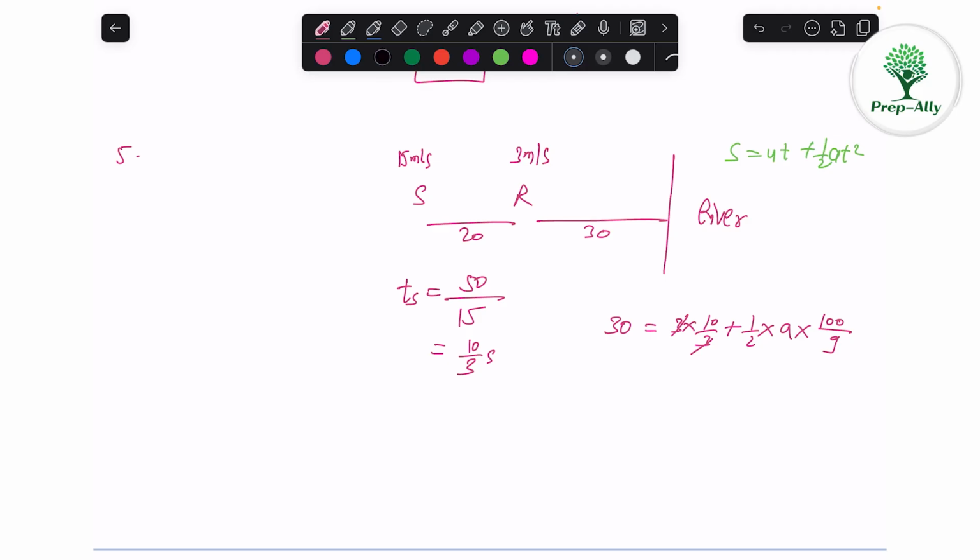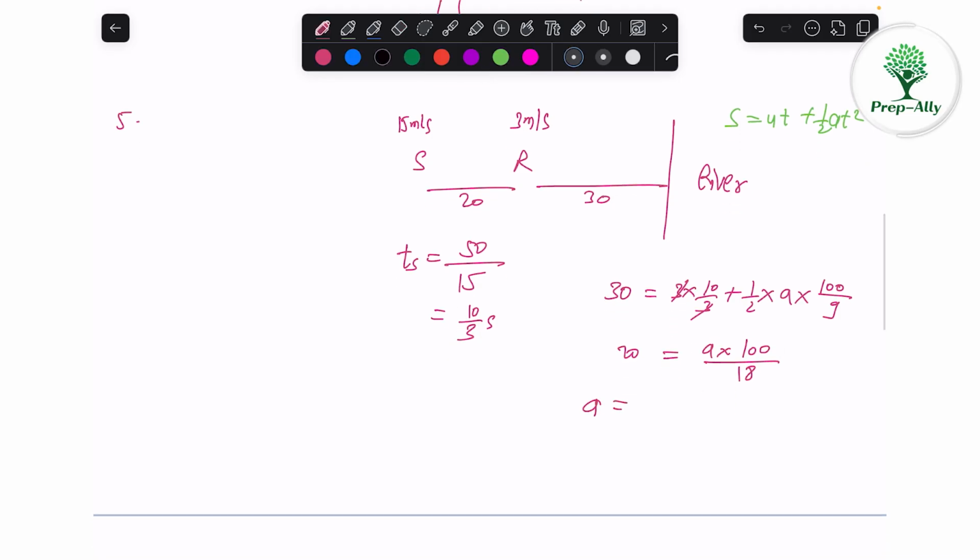So this comes out to be 20 is equal to a into 100 by 18. So a is equal to 18 by 5, which is coming out to be 3.6 meter per second square. So if the acceleration is 3.6 meter per second square and the initial speed is this, then in 10 by 3 seconds the Ram will reach here.